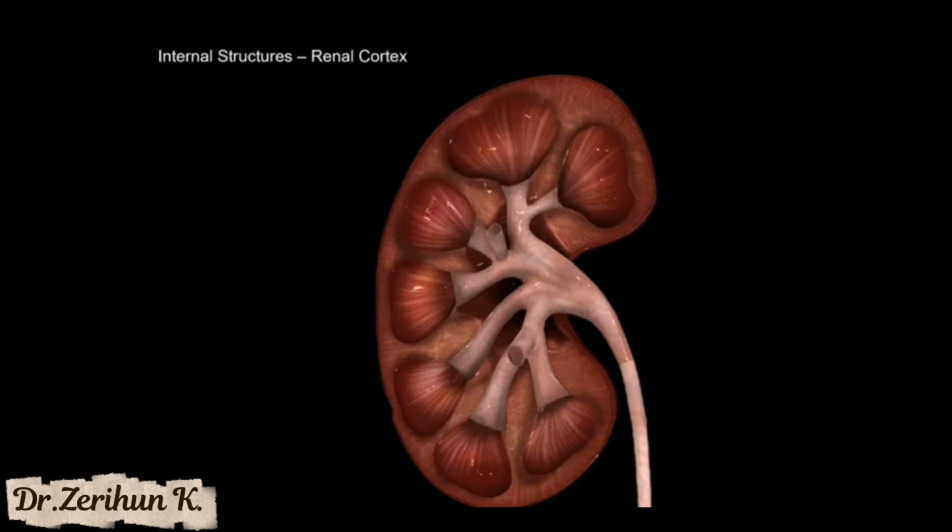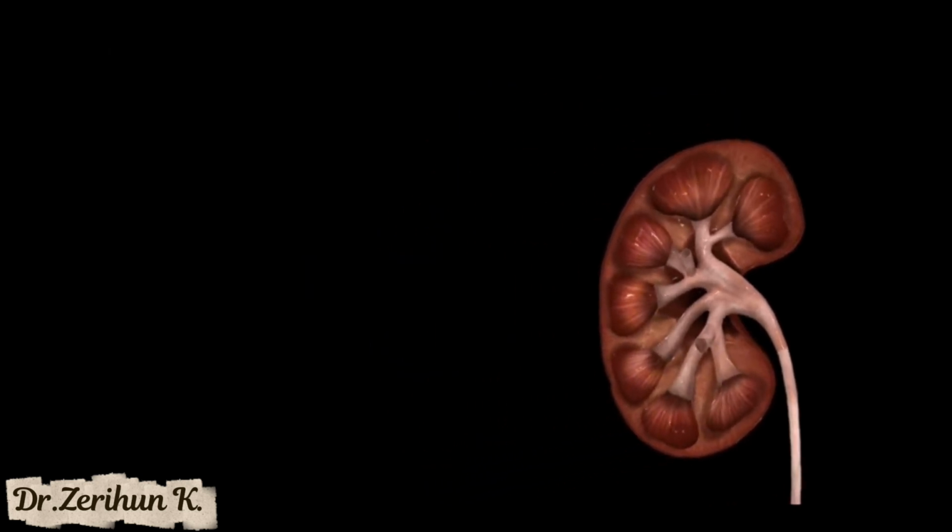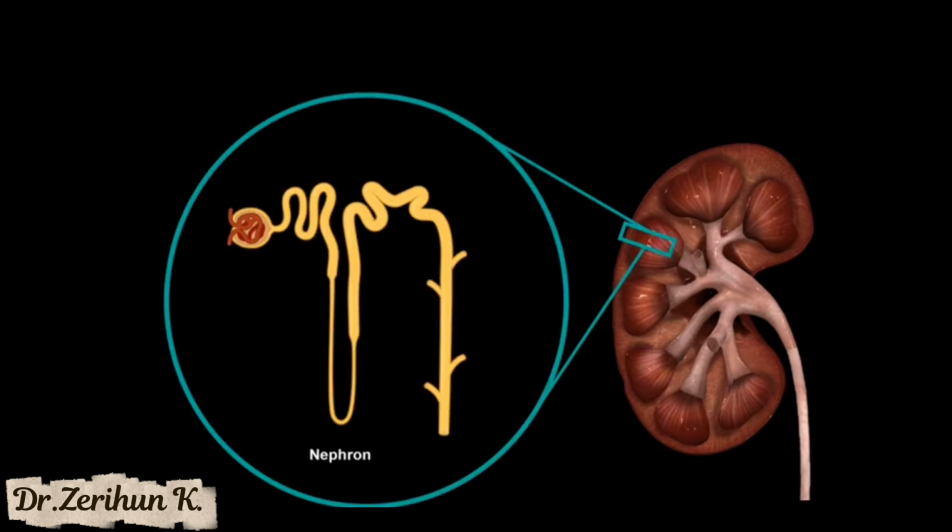The thickness of the renal cortex is around 4 up to 11 millimeter, and it is a site of plasma filtration. And the renal column is a continuation of renal cortex. The continuation of renal cortex is found between the renal medulla. The renal pyramid and the renal cortex, they contain the nephron.